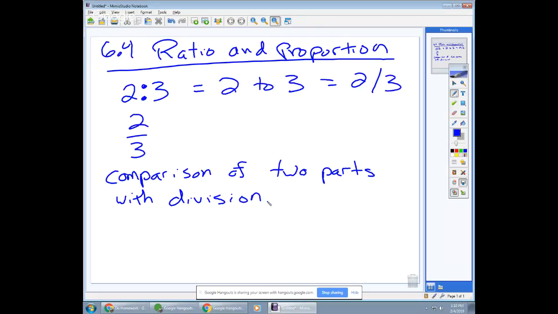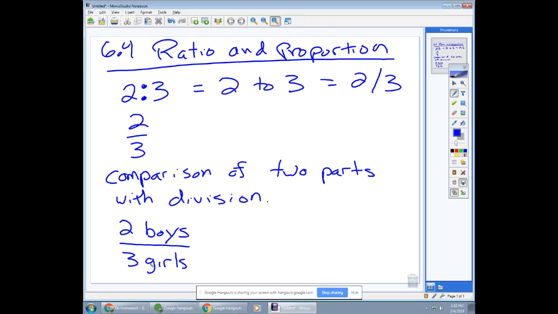Ratio isn't necessarily part of the whole, it's just the comparison of two parts with division. So this could be, in a classroom, 2 boys for every 3 girls in terms of the distribution of gender. Now, that doesn't mean 2 out of 3 people are boys. That's a different kind of use of fraction. That's part of the whole. Here, it's just 2 different things being compared.